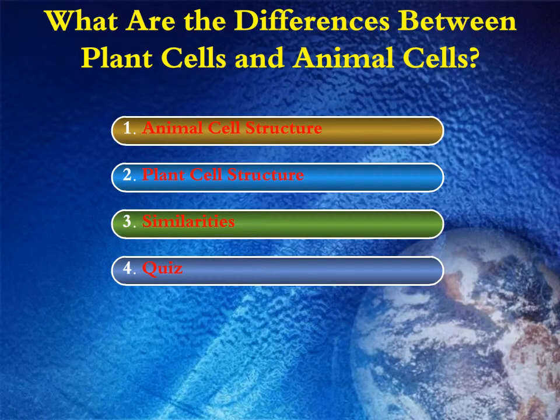Okay, so let's get started. We are looking at the differences between plant and animal cells. So first thing we're going to do, we're going to look at the structure of the animal cells. Then we'll look at the structure of plant cells. Then we look at how they're similar. And then finally, we'll take a quiz. But don't worry, I promise it won't be too hard. Just make sure you understand everything because, as I said before, this is the simple concept in biology. But as we progress further, things will become more difficult.